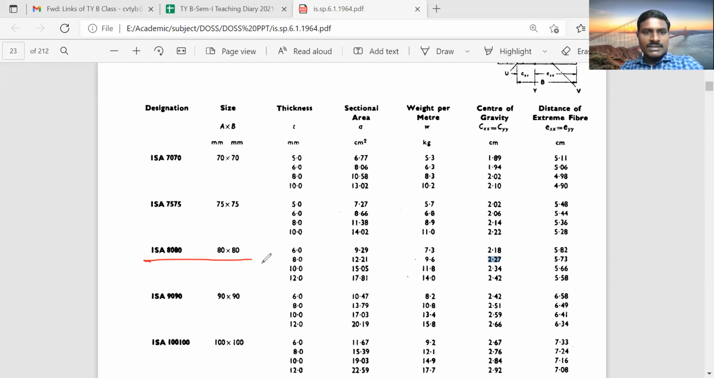See here, 80 by 80 by 8 mm thickness. You can see here 2.27 centimeter is the CXX and CYY value. So Uday, you told me 27.3. This value is 22.7. Do you agree? Uday? Is yours correct or mine?